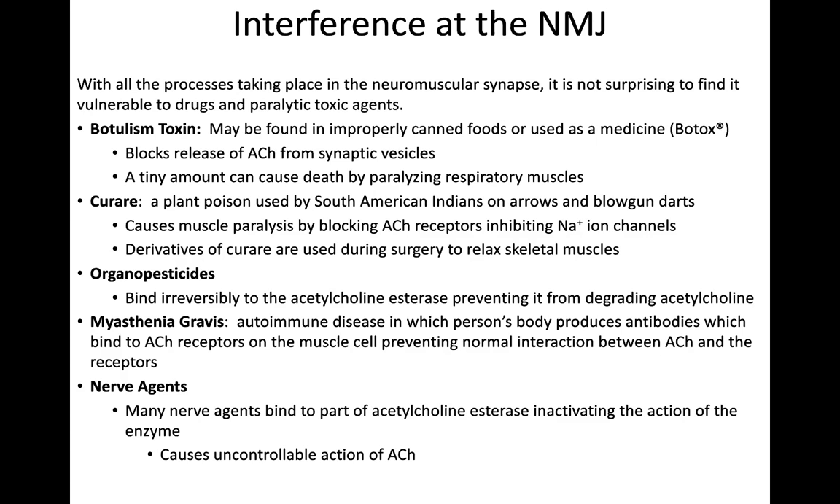All right, thinking back to last time we met, we talked a lot about the neuromuscular junction, the NMJ or neuromuscular synapse. And we learned about what happens there with the release of acetylcholine from the synaptic end bulb, which binds to receptors on the motor end plate, allowing sodium ions to come in. Well, with all those different things taking place at the neuromuscular junction, it's not surprising to find that there are chemicals and drugs that can influence or interfere with those actions.